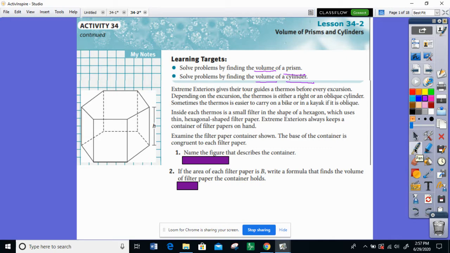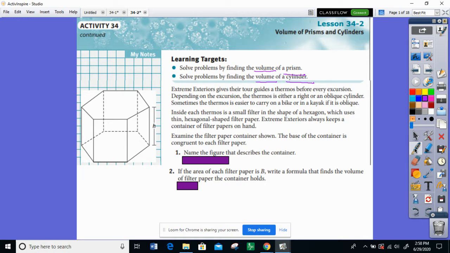Extreme Exteriors gives their tour guides a thermos before every excursion. Depending on the excursion, the thermos is either a right or an oblique cylinder. Sometimes the thermos is easier to carry on a bike or in a kayak if it is oblique. Inside each thermos is a small filter in the shape of a hexagon, which uses thin hexagonal-shaped filter paper. Extreme Exteriors always keeps a container of filter papers on hand.